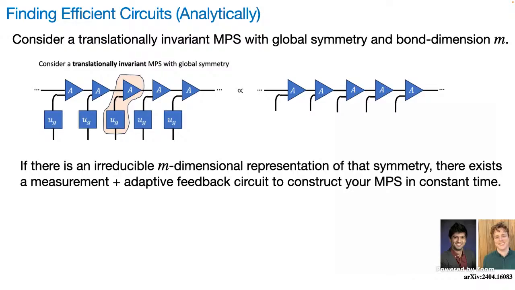Constant time does not depend on the representation. It might depend on the representation, but it doesn't depend on how long the chain is. If I want to do 100 qubits of this MPS or 1,000 qubits of this MPS, normally it would take a circuit depth of 100 or a depth of 1,000. Here, it's independent, constant time. This is a huge, huge win.